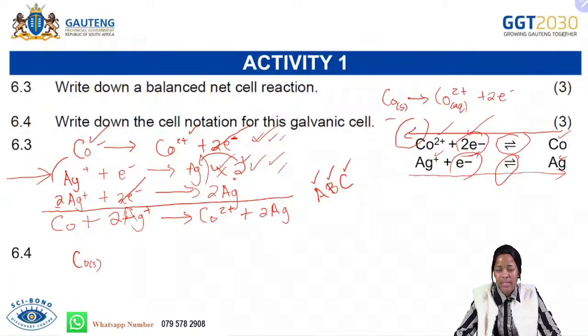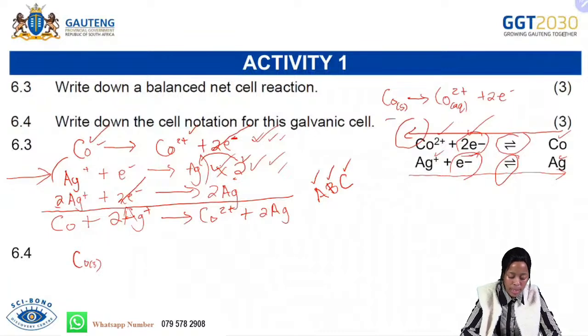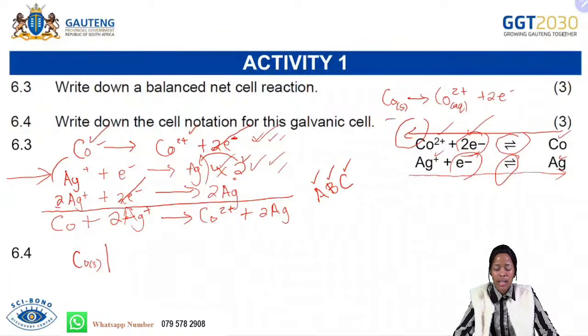So from the left-hand side to the right-hand side, a cobalt solid, and then we are going to use what? We are going to use a phase separator, which is then one line. Which phases are we separating? We are separating the solid, and then we are also separating the aqueous there. So it will be a solid if ever there is no charge, and then it will be aqueous if ever there's a charge.